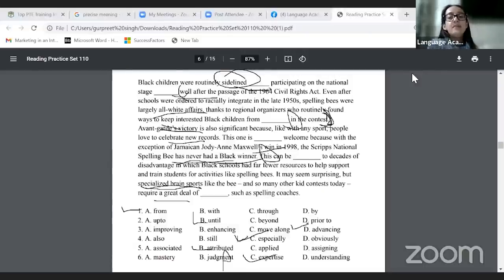And then this means you have to refer to the previous sentence. And the previous sentence said that there has never been a black winner. Why is it so? This can be attributed to, means this can be because of. And the last one, if you want to master in brain sports, you have to be expert in these kinds of contests, in the preparation of these kinds of contests. Like you need special spelling coaches who can make you expert in spellings.